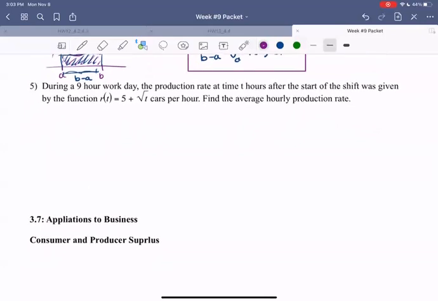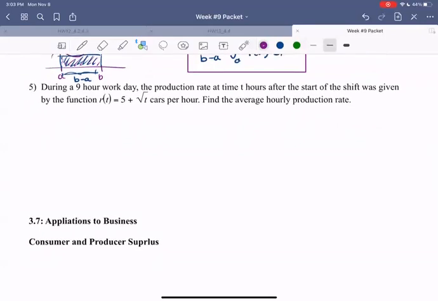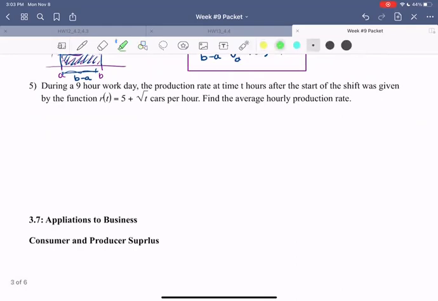All right, so now let's look at this example. Example 5 says, during a 9-hour workday, the production rate at time t hours after the start of a shift was given by the function r of t equals 5 plus root t cars per hour. Find the average hourly production rate. What we're given is this function that tells us the number of cars per hour that were produced. If we are looking at a 9-hour workday, then our interval is from 0 to 9: 9 total hours starting at 0.